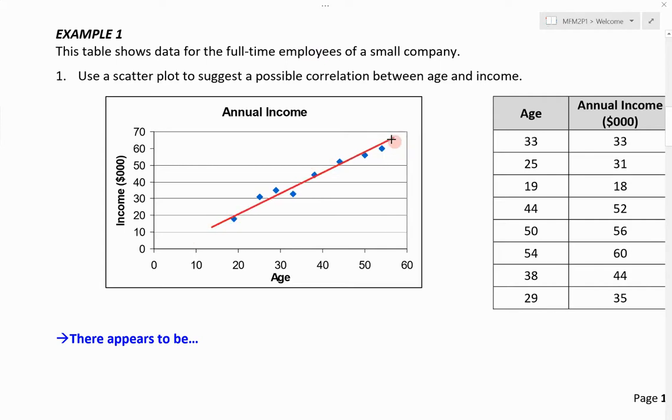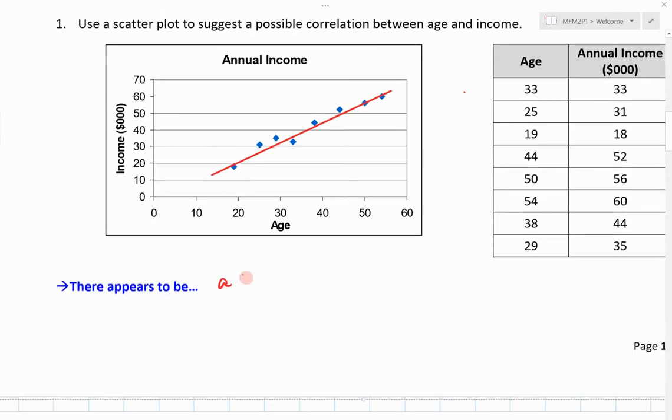Oop, another line got created. Let's see if I can erase that. Okay, there we go. So I see a very strong correlation. It's strong because the data points are very close to that line. So there appears to be a strong linear correlation.